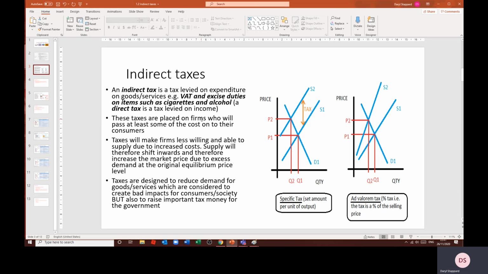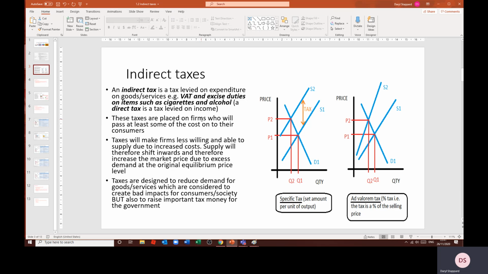Now, the idea is taxes. Why do governments place taxes on expenditure? Why do we put taxes on things that people buy? Well, really, there are two main reasons for this. One, governments need to raise tax money. So to pay for things like education, healthcare, we need to generate some form of income. And that is done partly by taxes on expenditure.